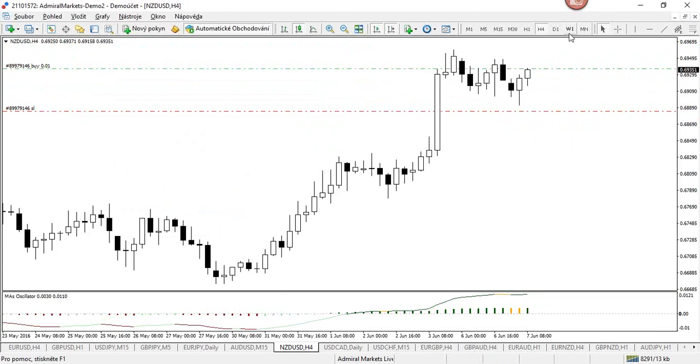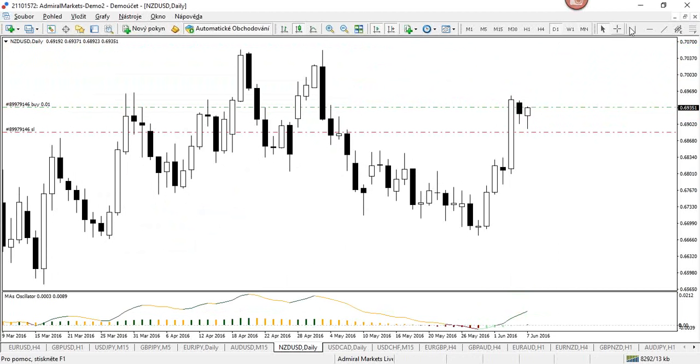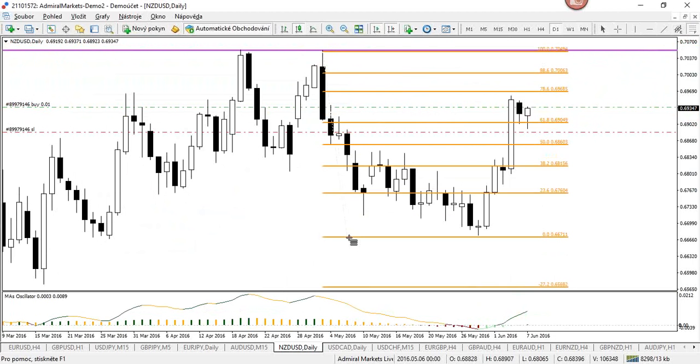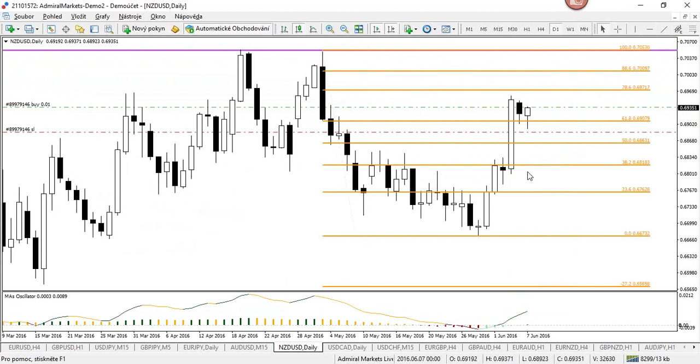All right, let's take a look at targets. We got a big top in here. Otherwise, nothing from a fib perspective. 88.6 fib is the target. It's also 70 psychological level. So that would be the target. 69.90 or 92.